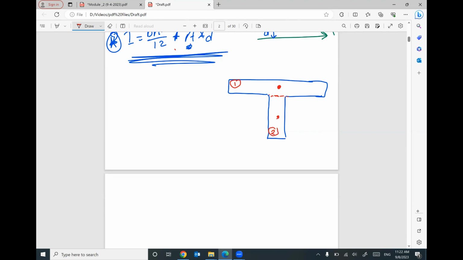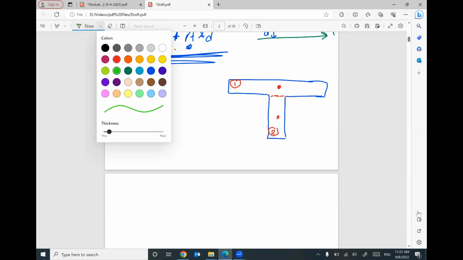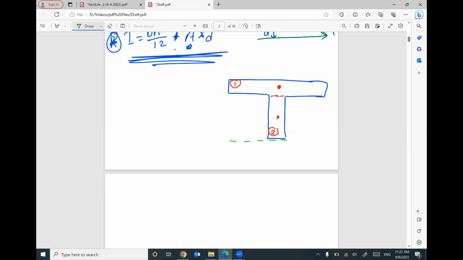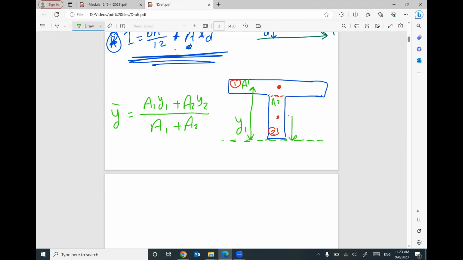But where is the centroid for both of them? I need to assume a reference at the bottom. And y, the height of this centroid, equals area 1 times y1 plus area 2 times y2, divided by area 1 plus area 2. So y1 is the distance between the centroid here and your reference. This is y1, and this is area 1. This is area 2, and this is y2.